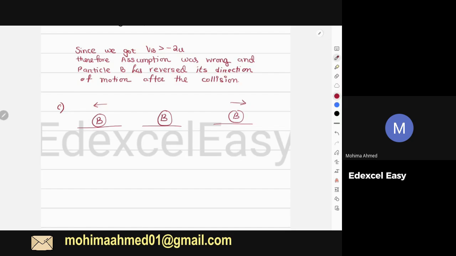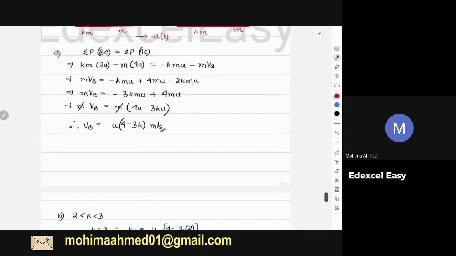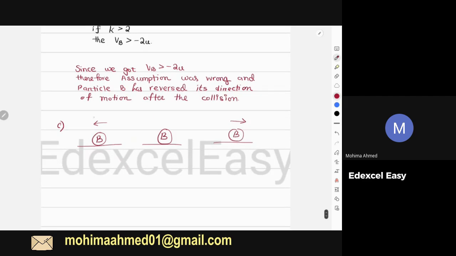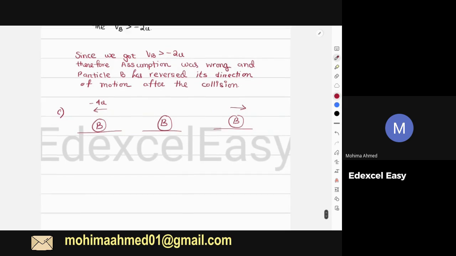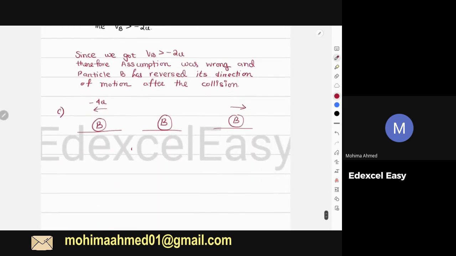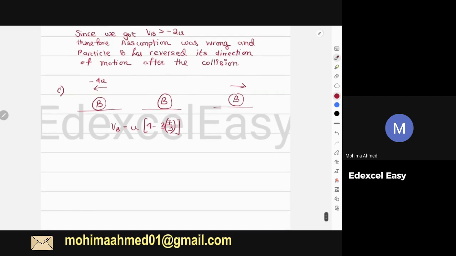Okay, now over here for particle B, initially it was moving with negative 4U, and this was moving with, if the value for K is now 7 over 3, then I can calculate that, right? It will be U times 4 minus 7 over 3. This was the expression for VB. If you calculate this, 4 minus 7 is just 3. So you get minus 3U, right? So this is going to be 3U.